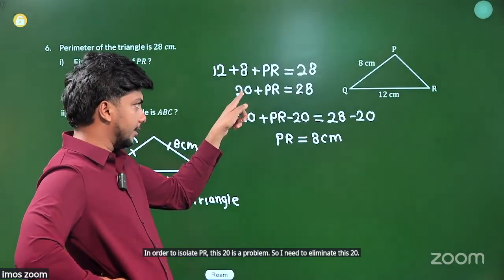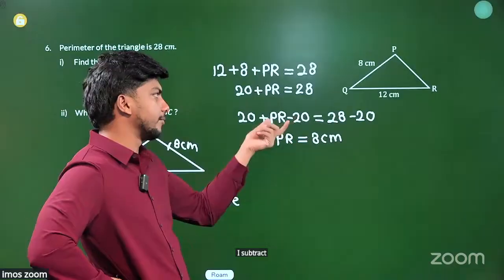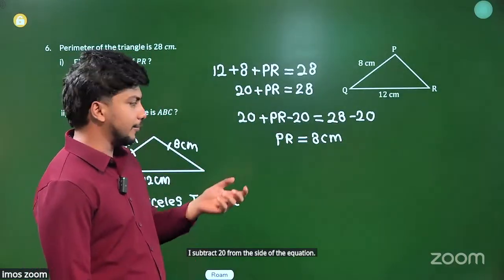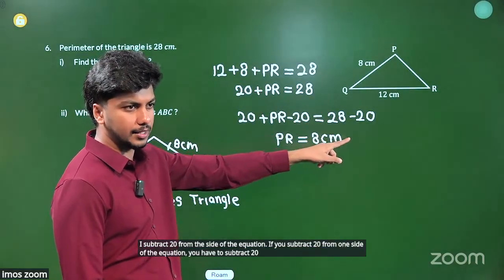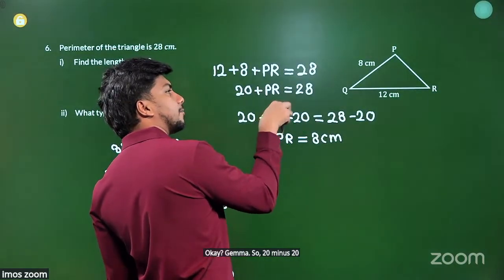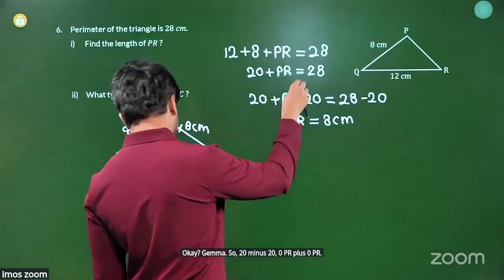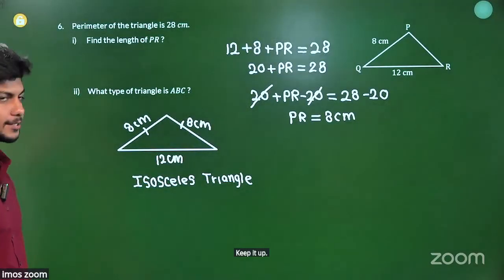In order to eliminate this 20 from this side of the equation, I subtract 20 from this side of the equation. If you subtract 20 from one side of the equation, you have to subtract 20 from the other side of the equation. Okay? Okay, sir. So 20 minus 20, 0. PR plus 0, PR. Can you understand it? Yes, sir. 28 minus 20. So PR should be 8. Okay? Okay, sir. Thank you, sir. Okay, Putha. We shall go to the next problem.